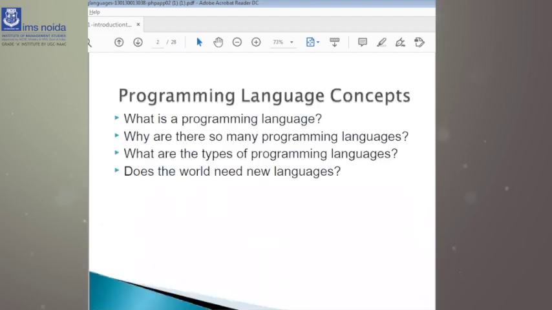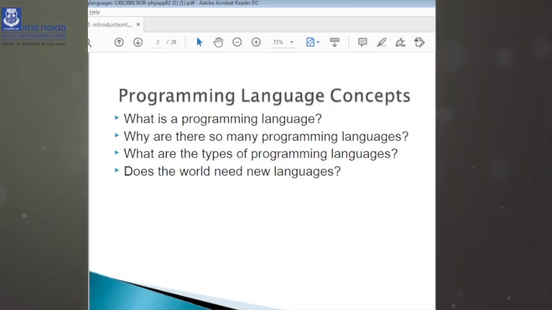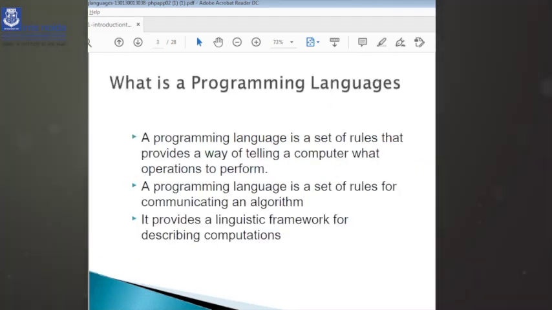This is the programming language concepts. What is a programming language? What are there so many? Why are there so many programming languages? What are the types of programming languages? Why do we need these new languages? So we are going to cover every topic one by one. So what is a programming language?